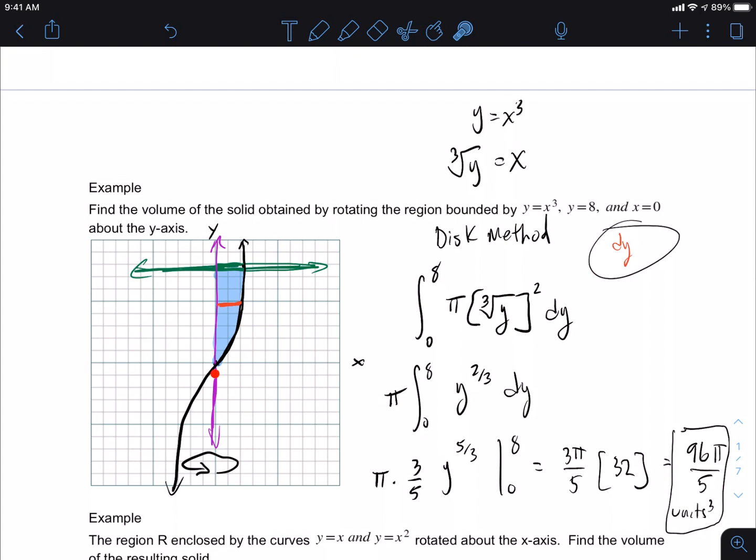It's right there. Where are they equal? Oh, 0. 0 for y. And then when are these two equal? y equals 8 and x equals 0. When are they equal? In terms of y, it's at 8.